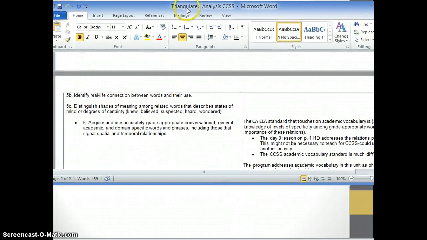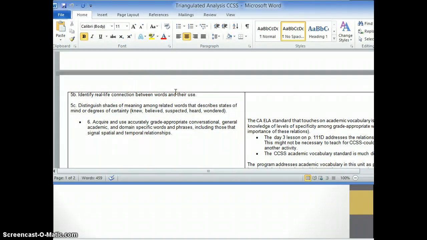Okay. So I saw that related to vocabulary in third grade, students need to be able to do these things too as part of the Common Core State Standards. So identify real-life connections between words and their use, and be able to distinguish shades of meaning among related words that describe states of mind or degree of certainty, and then acquire and use accurately grade-appropriate conversational, general academic, and domain-specific words and phrases, including those that signal spatial and temporal relationships.